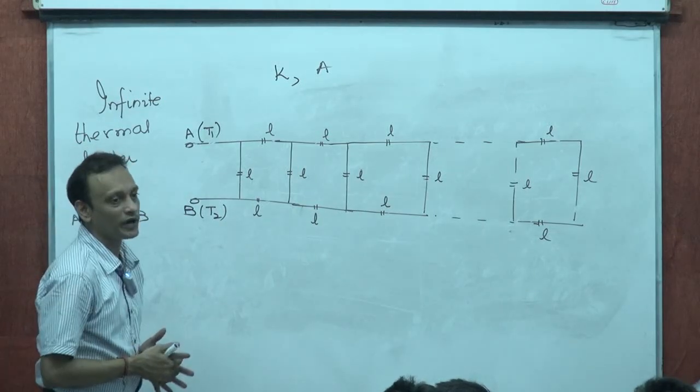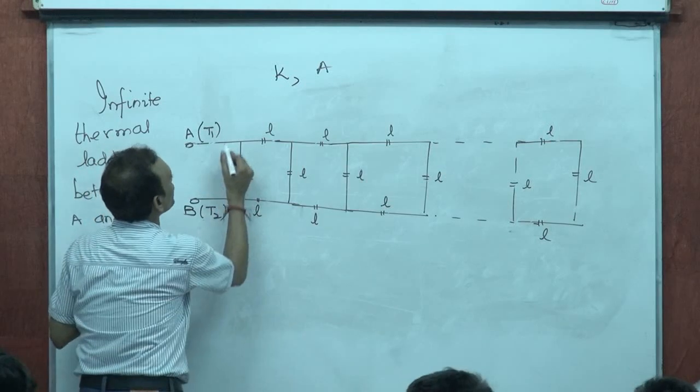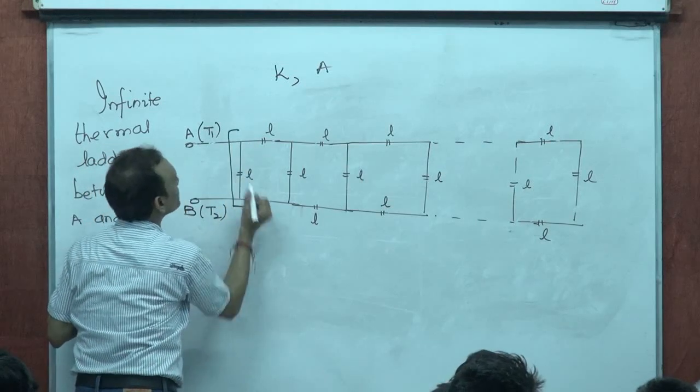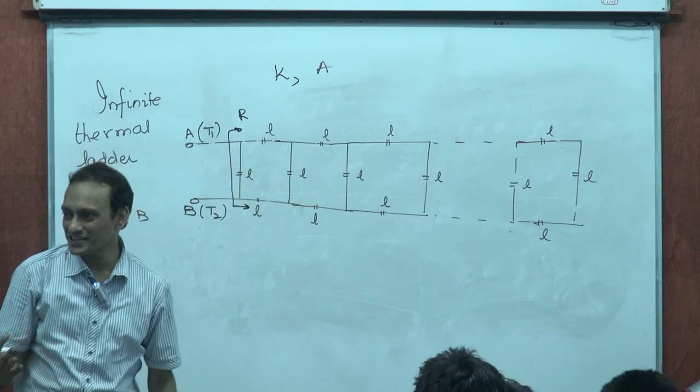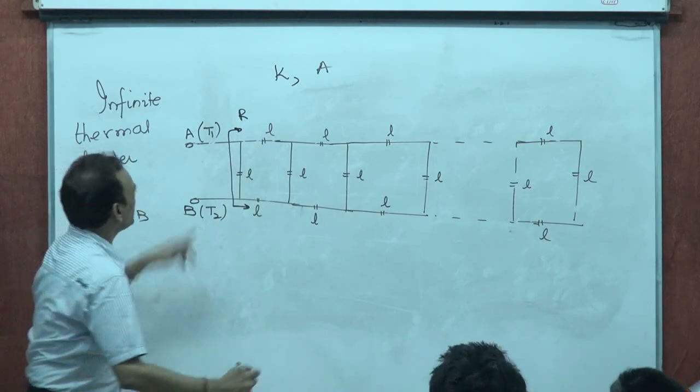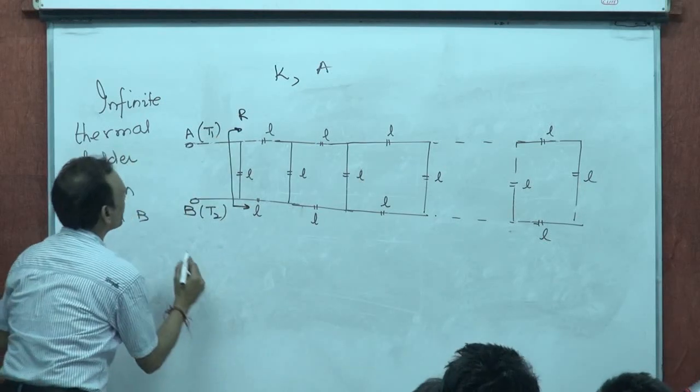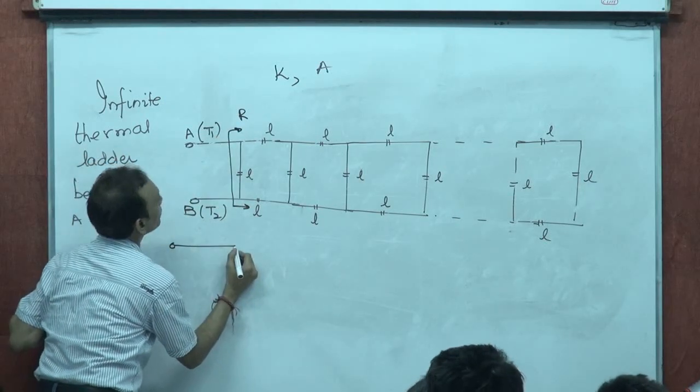Now, essentially what I then want to do is, across A and B, I want to find the thermal resistance. Across A and B, I want to find the thermal resistance, right? Let me assume it's R. Okay.